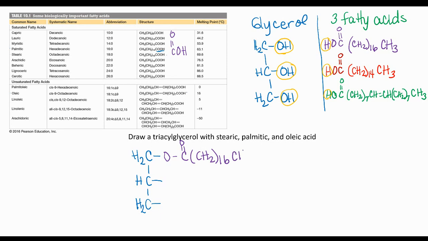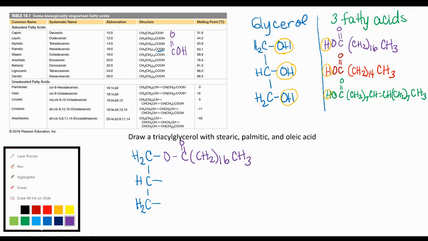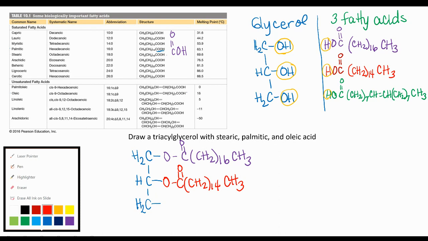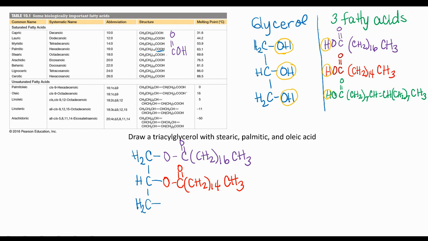What we're really drawing is a structure that is extremely hydrophobic. So this is going to exclude water. When it gets stored in our fat cells or adipose cells, water is not going to be attracted to it. So it really improves the storage capacity for these fats.